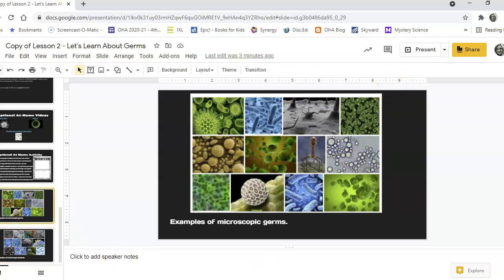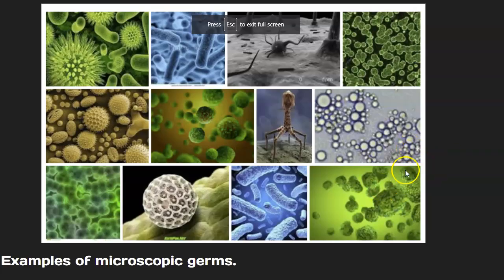And here is another one of microscopic germs. So the first one I showed you was bacteria, and these are germs. So some of them could be viruses. I believe this one is a virus. Looks like a space alien. Kind of crazy to see them up close.